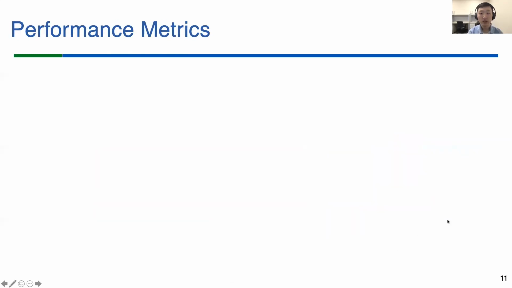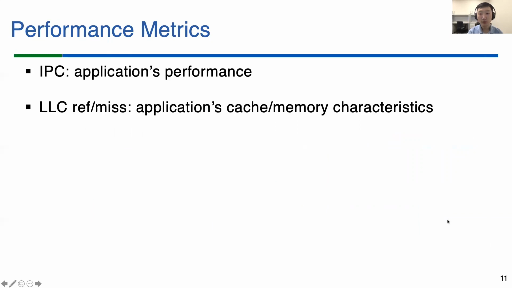Regarding the performance metric, we have three. The first two, IPC and LLC ref and miss, are quite common. They basically depict the running status of the applications as well as the memory behavior. The last one, DDIO hit miss, means whether the corresponding cache line is already in the LLC. Here, hit means we only need to update the cache line, while miss means we need to allocate a new slot in the LLC for the incoming data. DDIO hit miss reflects the intensity of the I/O traffic and its pressure on the LLC.